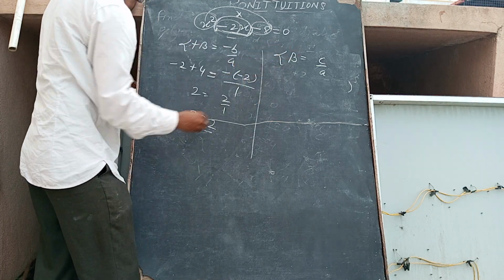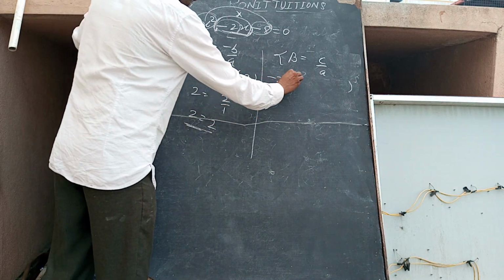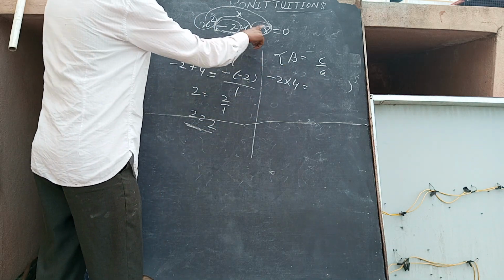Now we are going to the alpha beta side. So alpha, how much did we get? Minus 2, into beta, how much did we get? Plus 4. So this is equal to c. What is the c value? Minus 8.